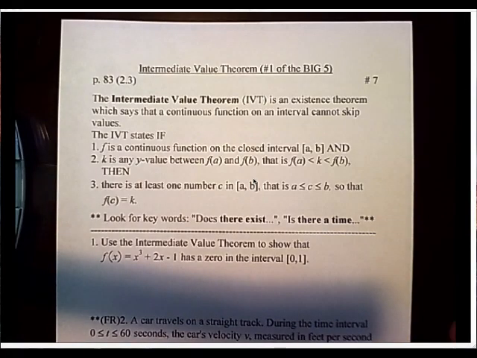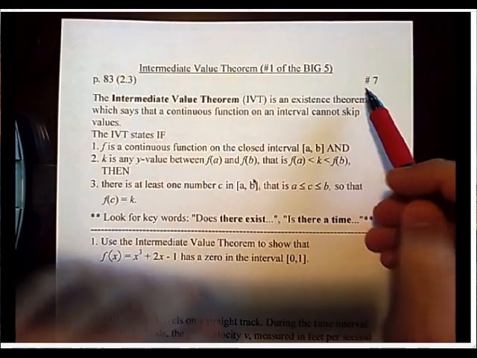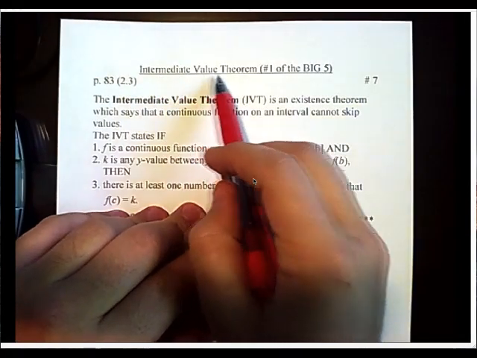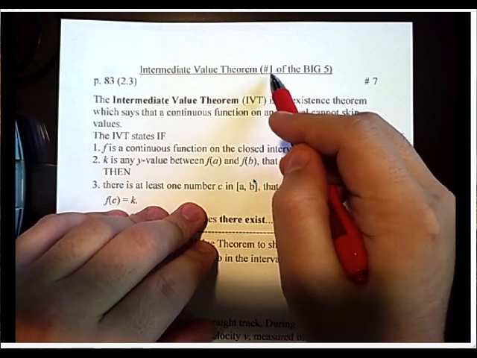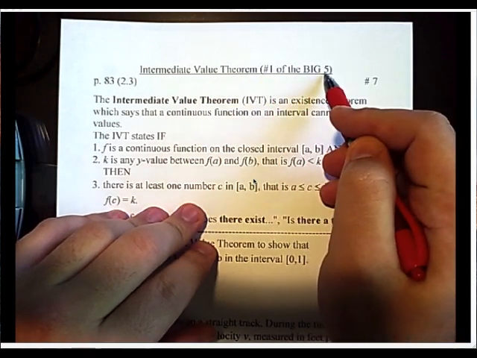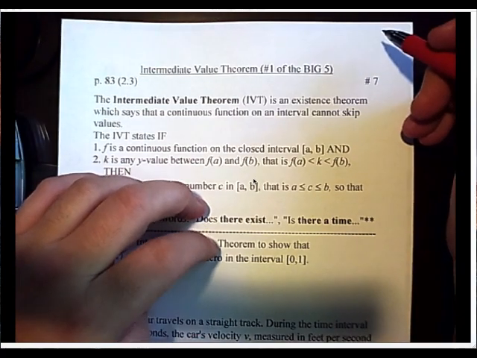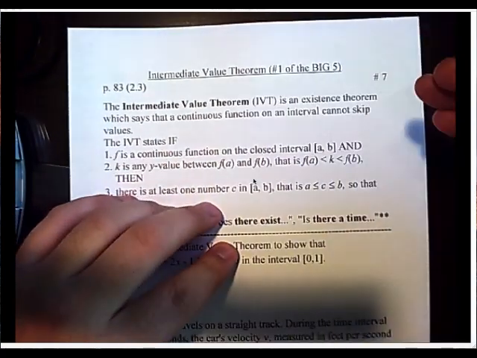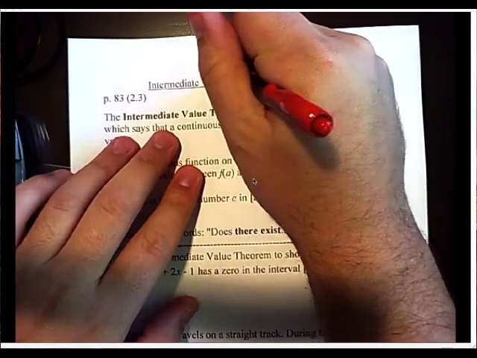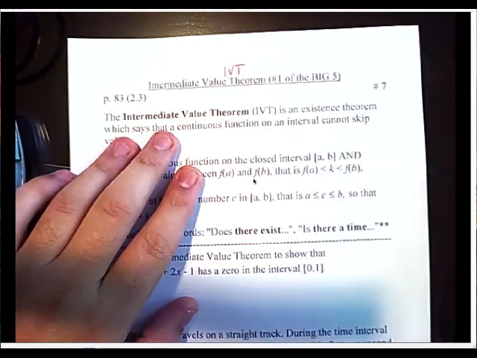All right, guys, this is note card 7. It's called the intermediate value theorem, and in parentheses, it says number 1 of the big 5. In calculus, there are 5 big theorems that you have to know and you have to know well. So the intermediate value theorem is sometimes simply called the IVT.